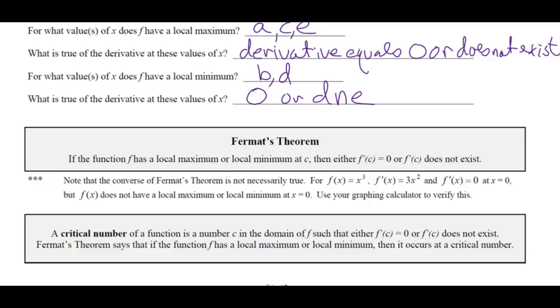Note the converse of Fermat's theorem is not necessarily true. For f of x equals x cubed, f prime of x is equal to 3x squared, and f prime of x is equal to 0 when x is 0. But at x equals 0, the function x cubed does not have a local minimum or a local maximum. You can graph x cubed. You know what the graph of x cubed looks like, right? It just flattens out, has a derivative of 0, but that's not a local minimum or local maximum. So what Fermat says is, if the derivative is 0 or does not exist, then there may be a local max or a local min.